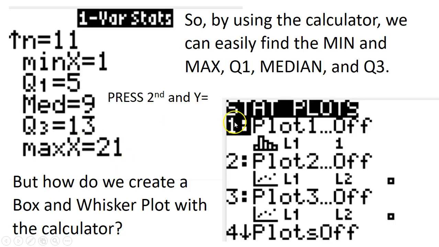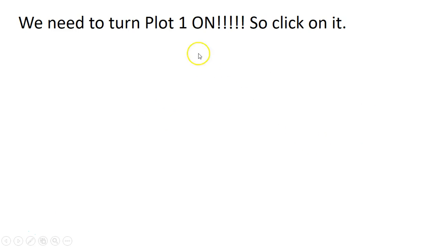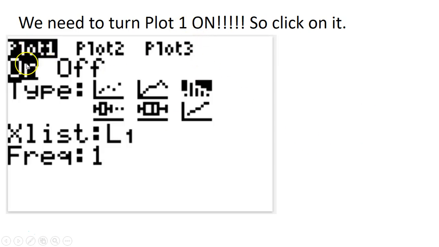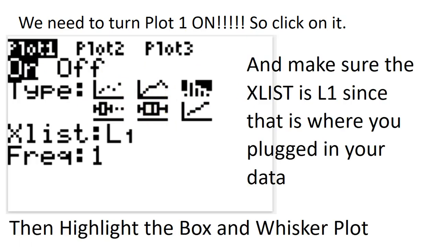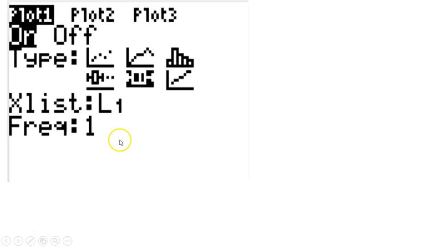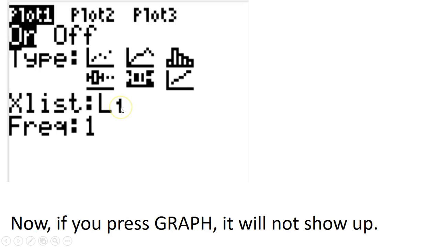Press second and y equals. Got to make sure your stat plot's on. Mine's currently off, so you turn it on by clicking on. All right, here's your box and whisker plots down here. Then highlight the box and whisker plot. Make sure it's in list 1. So box and whisker plot, all the data was in list 1. If you press graph, it should show up.